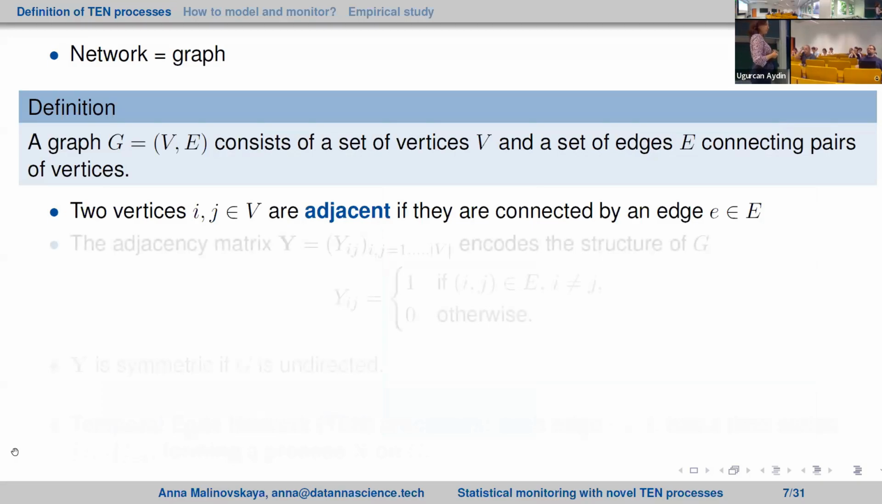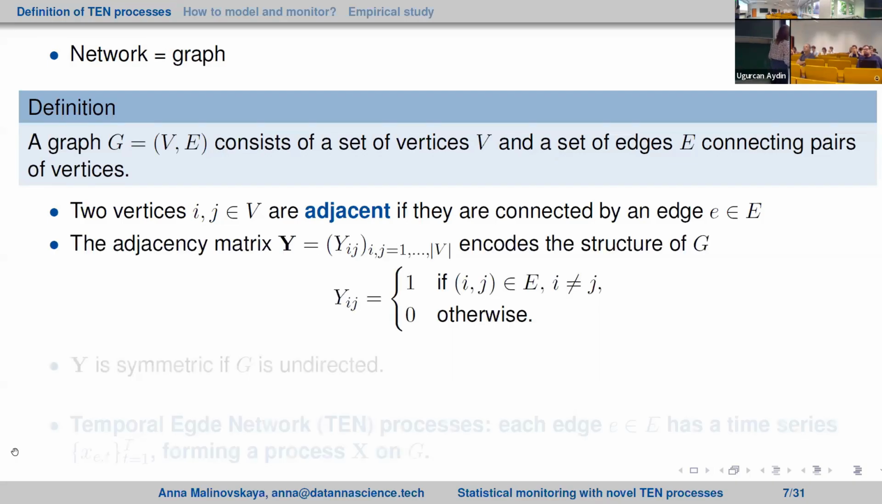And we call two vertices connected, or adjacent, if they have a common edge. And to summarize this information about which nodes are connected to which nodes, you would create an adjacency matrix. Here you would have 1 if there is a connection between two nodes, or 0 otherwise.